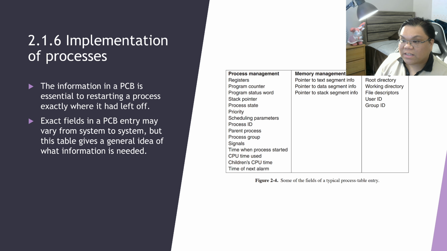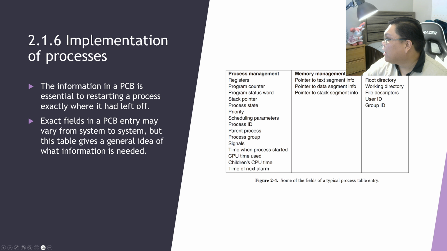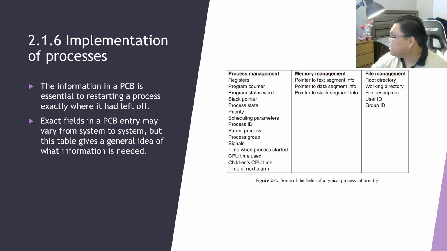Each PCB entry in a system may vary from system to system, but this table gives you a good idea of what entries are required for a PCB. Process management information: registers, program counter, stack pointer, priority, process ID, for example. Memory management: pointer to the next segment info, and so on. File management: user ID, group ID, working directory, file descriptors, and all that. So this is just to give you an idea of what information needs to be included in a PCB.